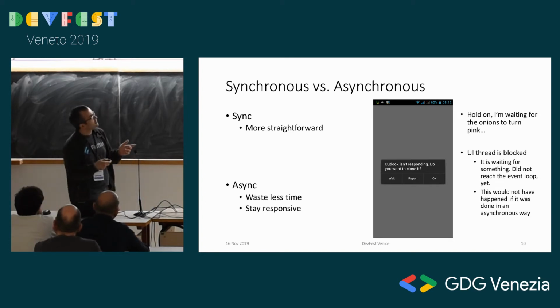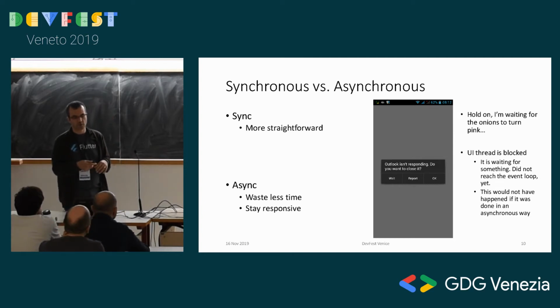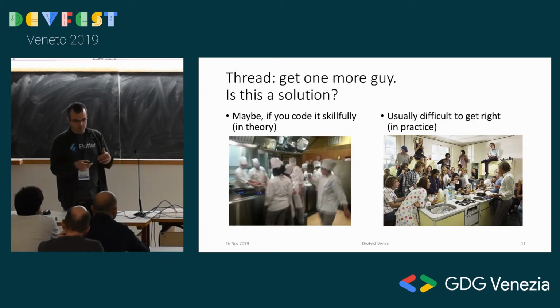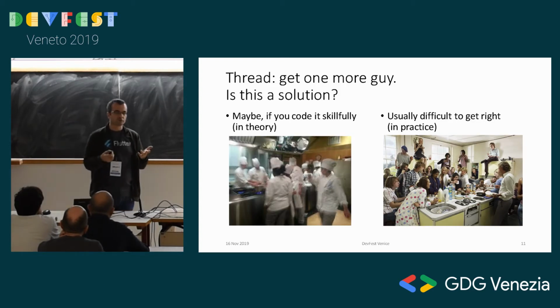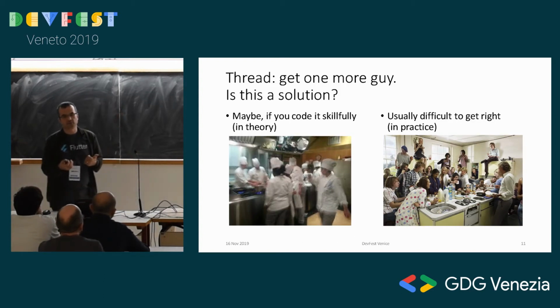And in this specific example, the UI thread is blocked, so it's ignoring your touches for a while, and your OS says, hey, this may be a dead application. Do you want to wait or kill it? So we don't want to do that. So the first thing that may come to your mind is, okay, what about threads? Can we use threads to get out of it?